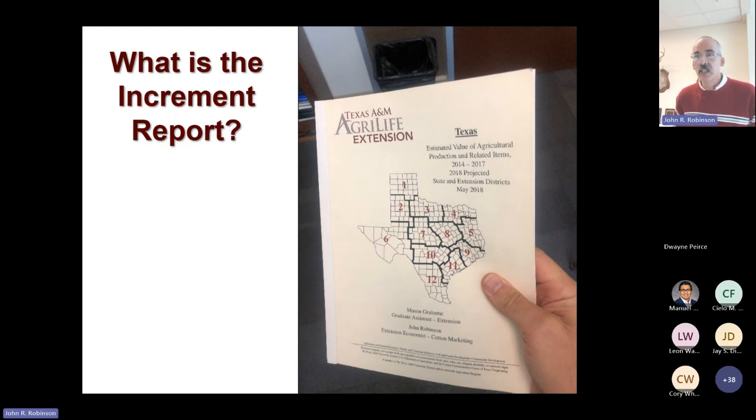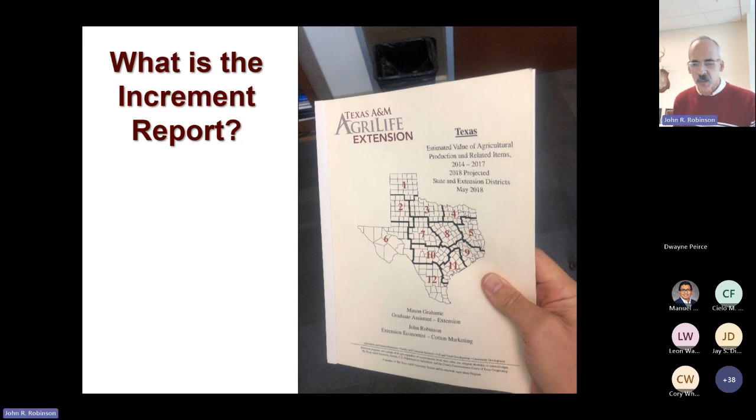But what it used to be, literally, is a report like this, a book, and it's actually 13 books. It was table after table, you can't see this, tables and charts, basically a bunch of data. It's a compilation of ag farm gate values for a given calendar year. That's literally what it is. One for every district and one for the state. So there were 13 books in the old days.